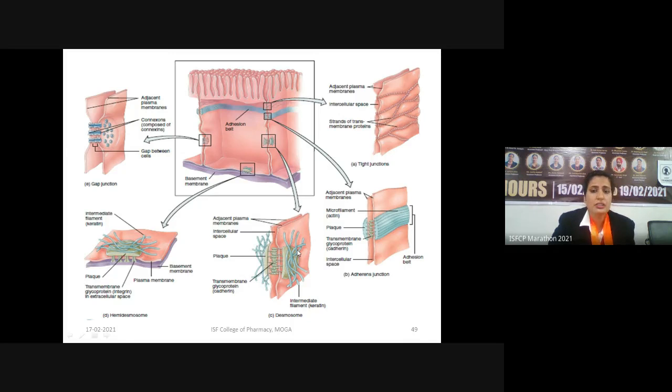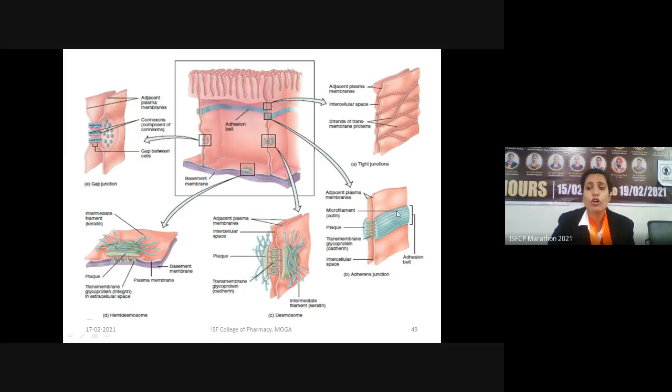So what is the difference between all of these junctions? You have seen their location, but what is the difference between them? Okay. In the first junction, you can see there was no gap. The cells were very tightly packed with one another. But in case of the second junction, that is termed the adherent junction, a belt is present, that is, an adhesion belt is present.